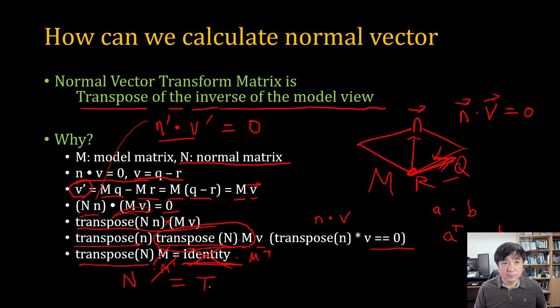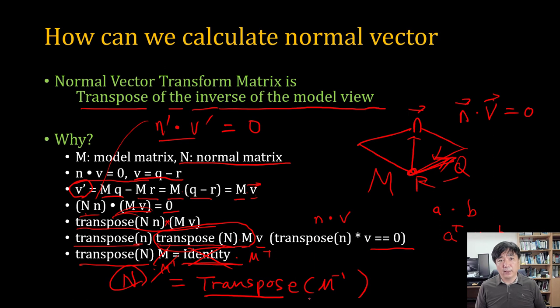So the n matrix is the transpose of the m inverse matrix. So we can calculate n with the transpose of the inverse matrix of m. So let's add this into our code.